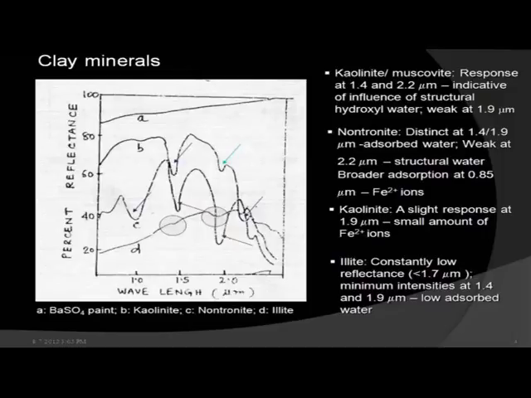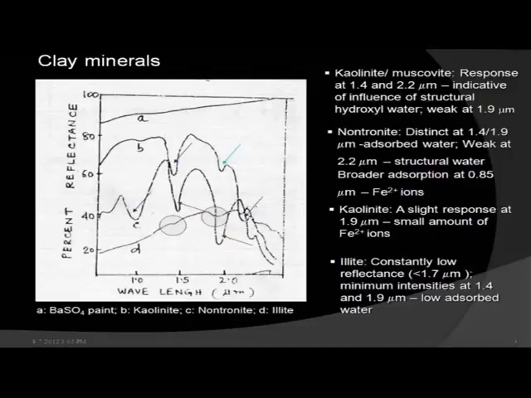When you look at the kaolinite or muscovite kind of mineral, the spectra is more governed by the structural hydroxyl water content, which affects the reflectance at 1.4 and 2.2, which is very strong, and it has a weak effect at 1.9. So based on that, one can differentiate kaolinite, muscovite from other minerals. Then coming back to montmorillonite, there is a distinct 1.4, 1.9 micrometer reflectance absorption because of adsorbed water, and that absorption is very weak at 2.2.